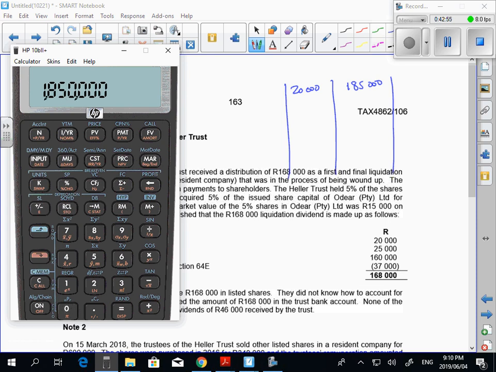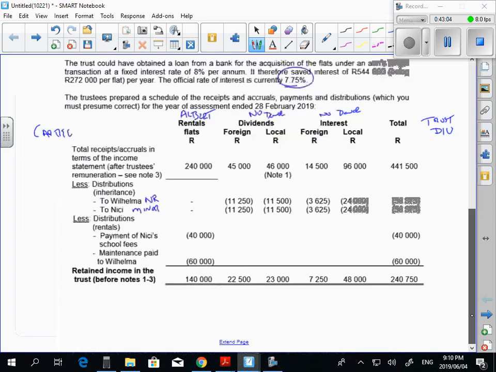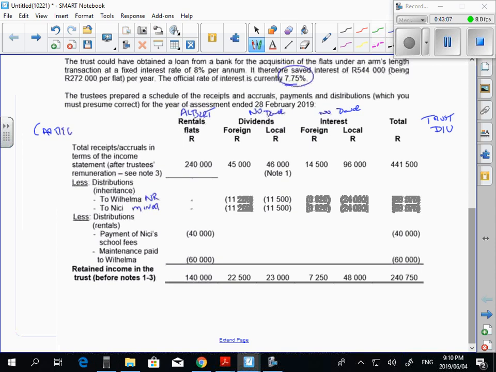185,000 times by 25%, which is a vested right, 46,250, is going to be given to Wilhelmina, and 46,250 is going to be given to Nikki, and the 92,500 is going to be undistributed at the end of the year. Are you guys comfortable with that?